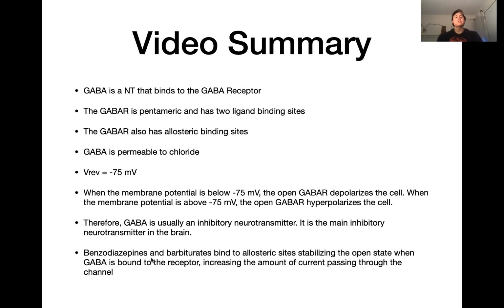And lastly, we talked about different allosteric modulators, and we see that benzodiazepines and another one, barbiturates, can bind to allosteric sites, stabilizing the open state when the GABA molecules are bound to the receptor, and it therefore increases the amount of current passing through the channel. Therefore, it increases the relative hyperpolarization of the cell when the cell is above negative 75 millivolts.